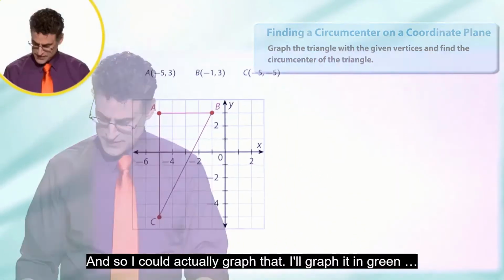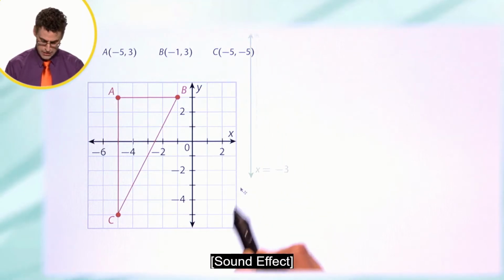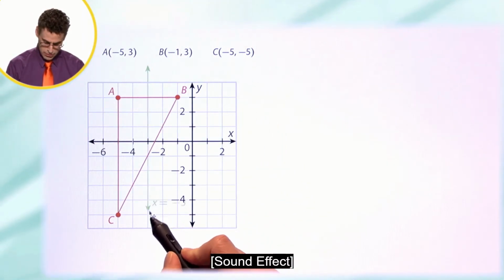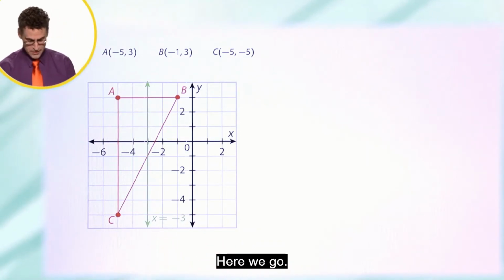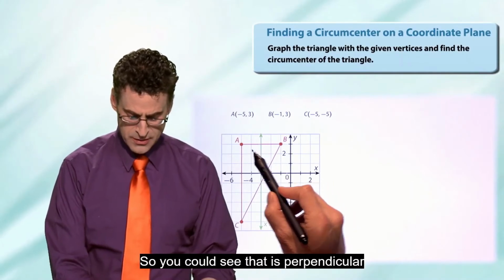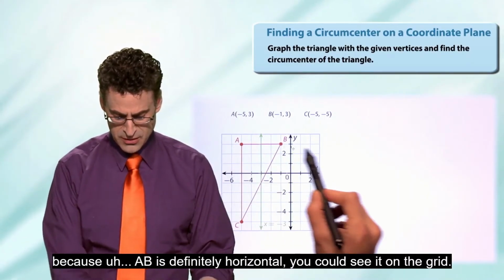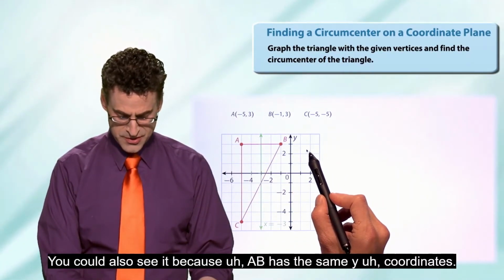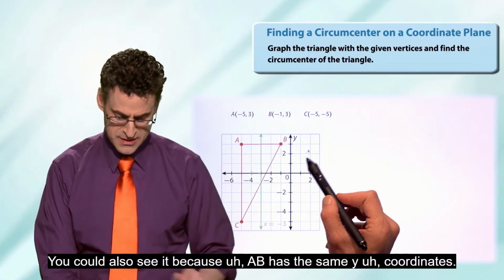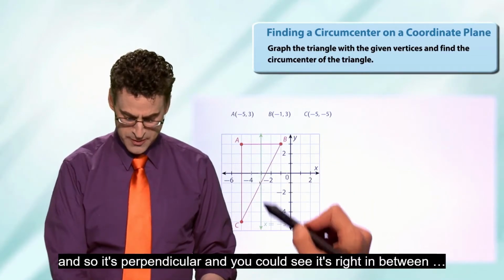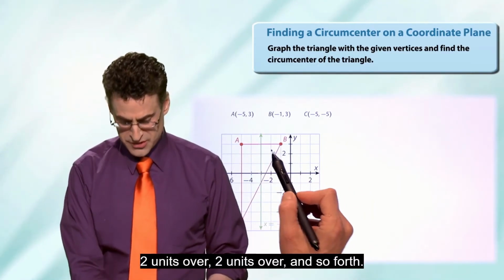So I could actually graph that. I'll graph it in green. There we go. So you can see that it's perpendicular because AB is definitely horizontal. You can see it on the grid. And you can also see it because AB has the same y coordinates. And this is vertical. And so it's perpendicular, and you can see it's right in between. 2 units over, 2 units over, and so forth.